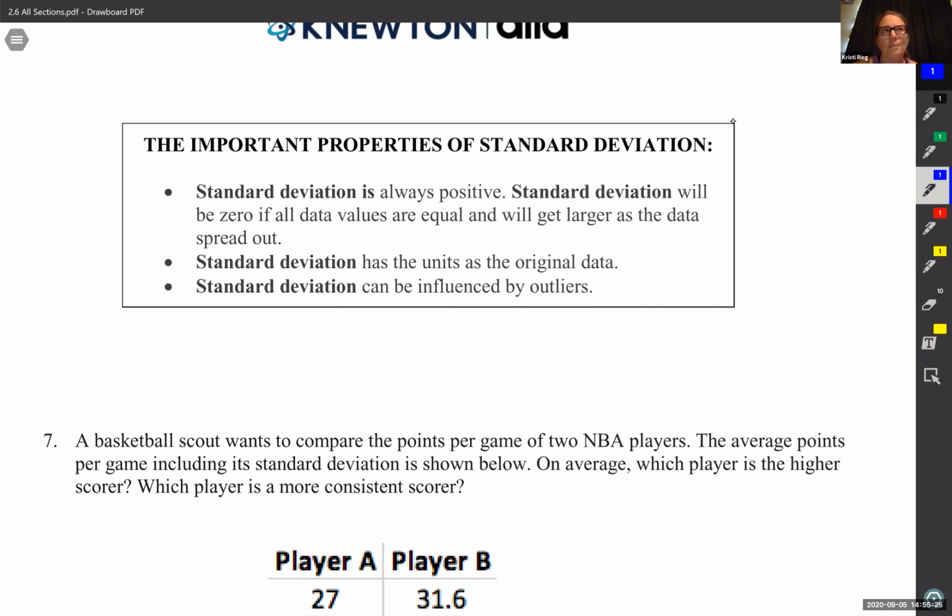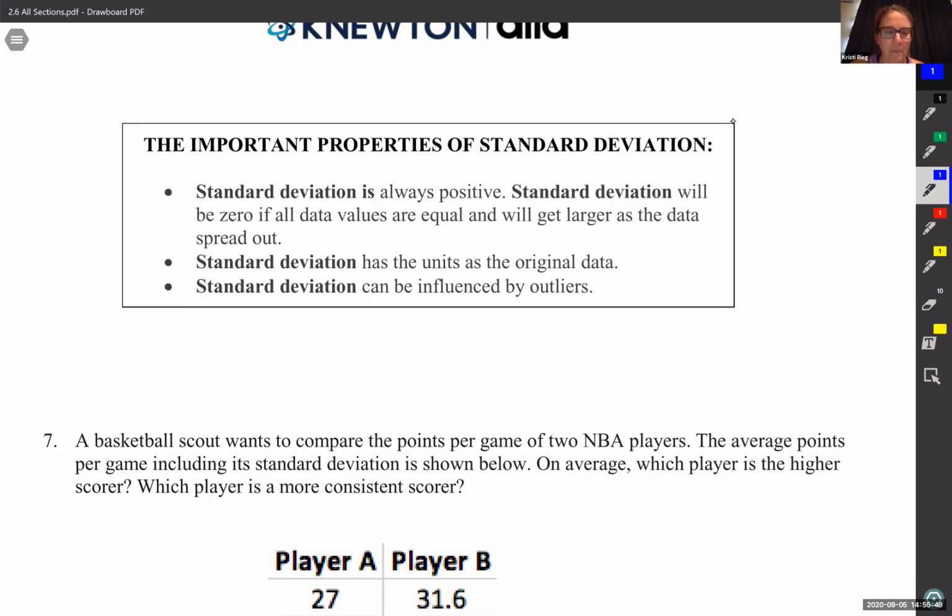If you don't have a firm grasp on standard deviation today, don't even worry about it. What you really need to take away from this video is when to use S and when to use sigma. And then we will be working much more on standard deviation in the future. It has the original units, the units of the original data, and it can be influenced by outliers just like the mean.